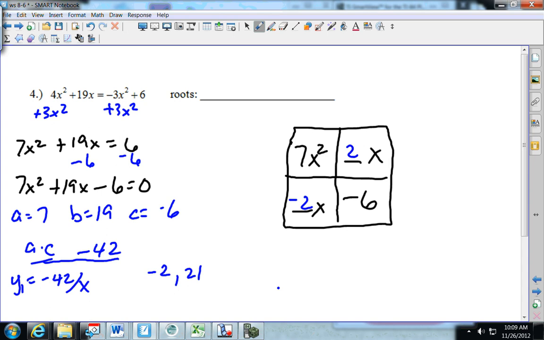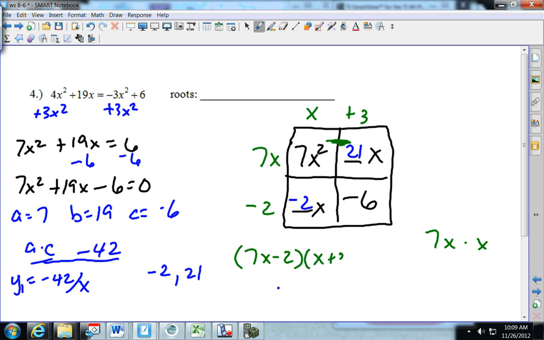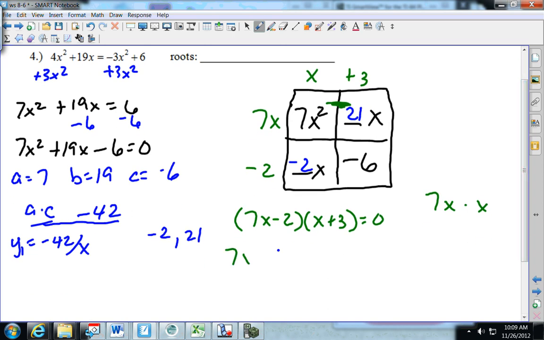Now, 7x squared, the only way it can split up is 7x times x. Out of these two boxes right here, what's the GCF? 7x. So that means the x goes up here. 7x times what gives you 21x? Plus 3. X times what gives you negative 2? Negative 2. So factored form, 7x minus 2 times x plus 3 equals 0. That's factored form. To find my roots, I'm going to set it equal to 0.